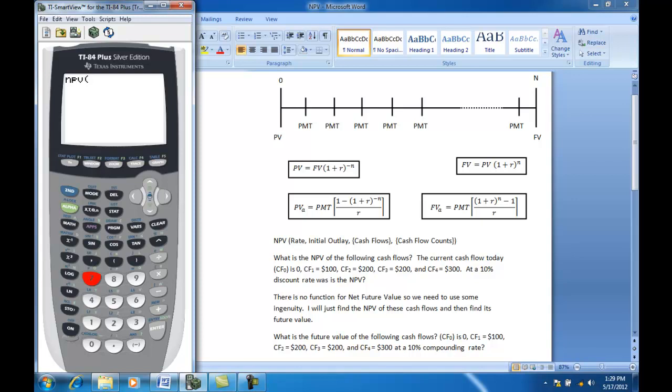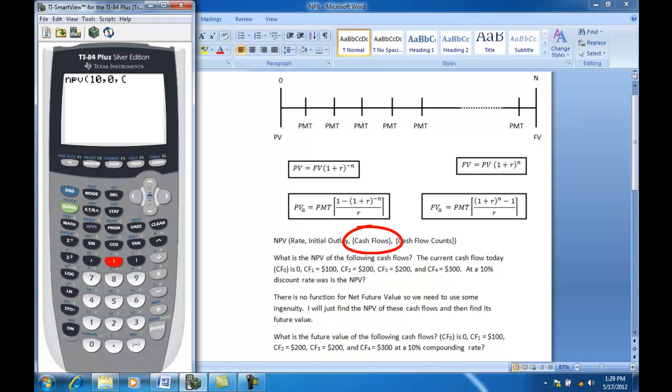Now I've got the calculator ready to go. Let's go ahead and input. We first input our rate, and then comma. Our initial outflow, or CF0, is 0, so put 0. And now we have to put another comma, and we're going to go ahead and hit second and this bracket, and now I can put my cash flows.